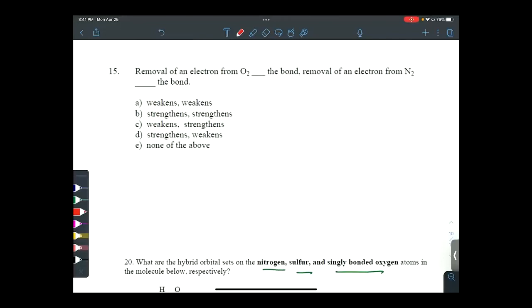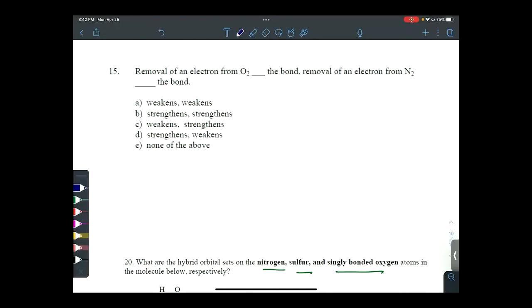Question 15. Removal of an electron from oxygen blank the bond. Removal of an electron from N2 blank the bond. So what is this referring to? We're adding or removing electrons from either bonding or antibonding orbitals. Me personally, I can't just look at this and know the answer. I need to draw the MO diagram for oxygen and nitrogen. But remember, you're given the template. You just need to know how to use it.